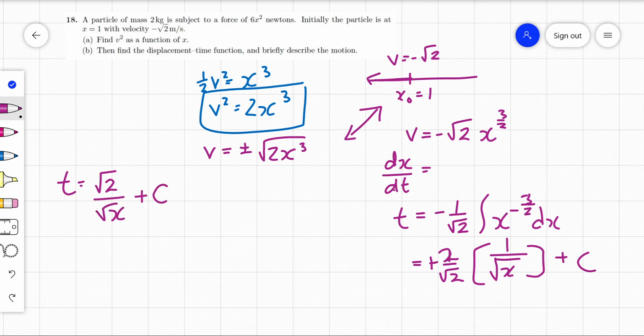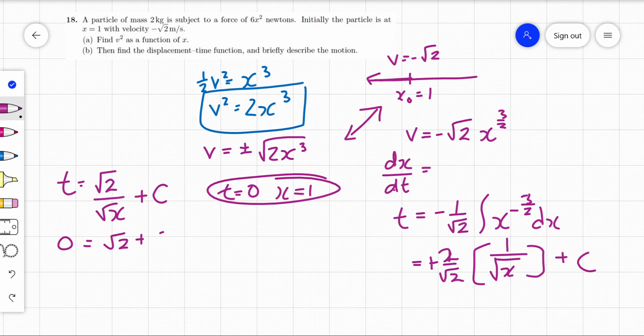So what do we know? We know initially x is 1. So let's put that in. We get 0 is root 2 plus c. So you can see c is going to be negative root 2. So let's put that in. t is going to be, I'm going to go like this, minus root 2 there.